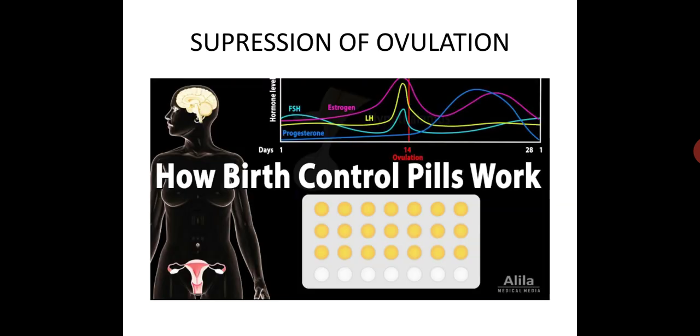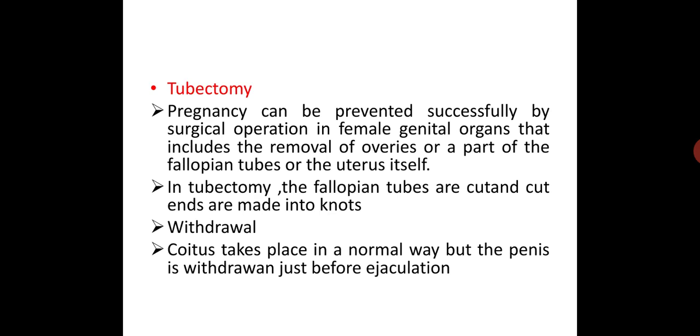So that is in the form of a tablet with estrogen and progesterone coated, so that the suppression of ovulation is done by taking this oral contraceptive, that is, tablets.